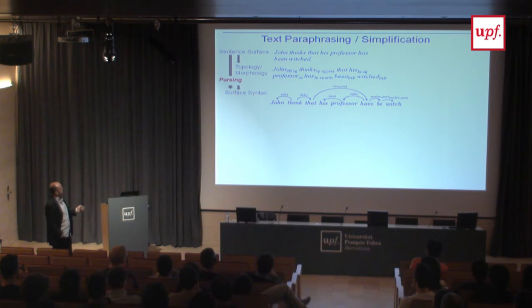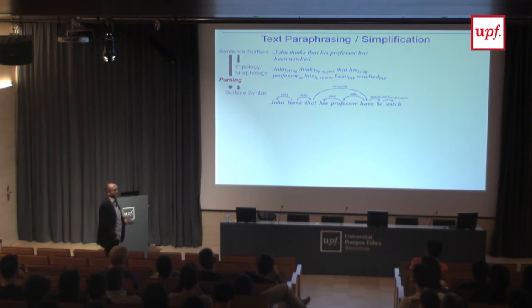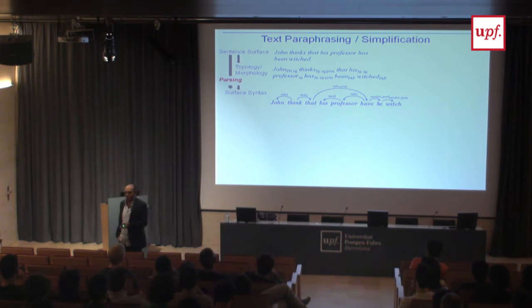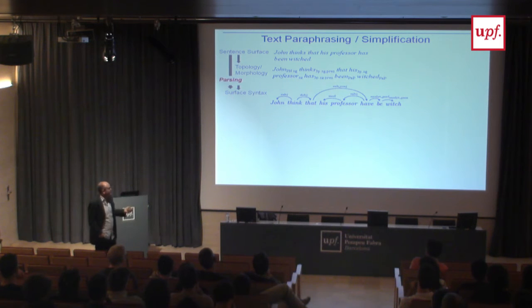Imagine, John thinks that his professor has been witched. So this is our example. And we know from studies, of Horacio and his team, that passive constructions are more difficult to read for people with reading disabilities than active constructions. So this means that first we need to analyze our sentence to a certain extent.